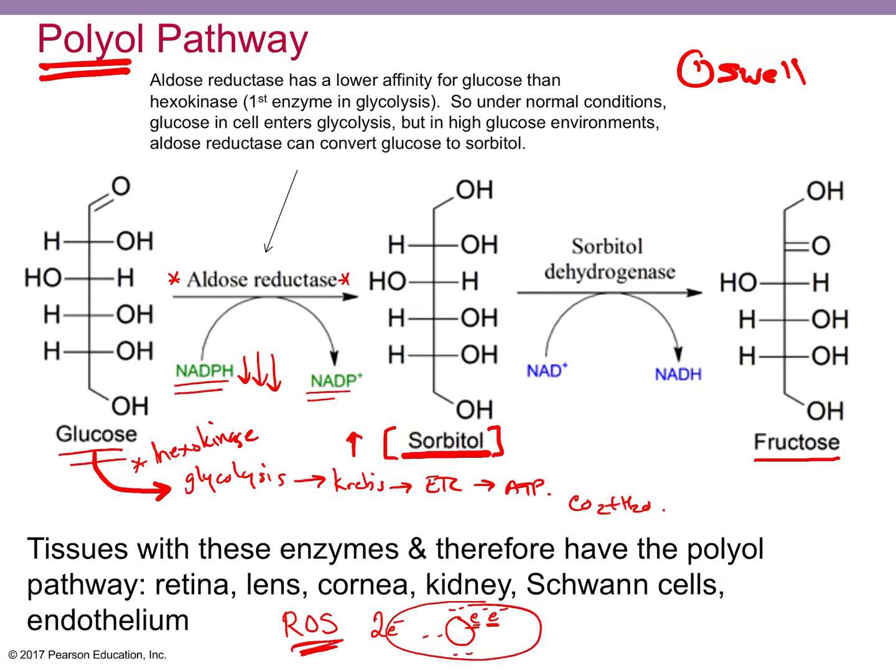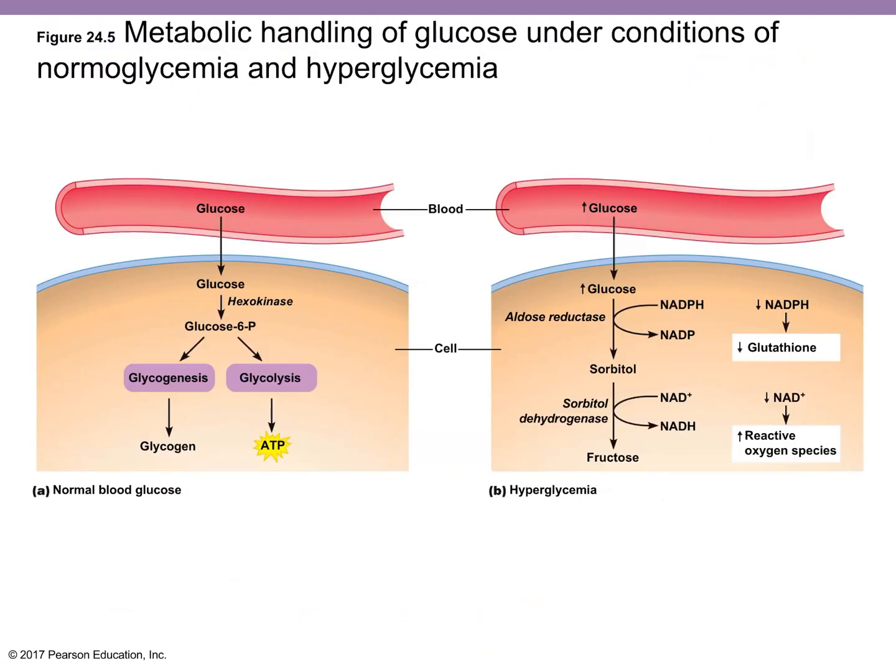So back to this pathway, what happens is that when you deplete NADPH, you are going to deplete glutathione. So number 2 of the polyol pathway is you deplete the antioxidant. Okay, so that's the 2 negative side effects of a lot of glucose entering the polyol pathway.